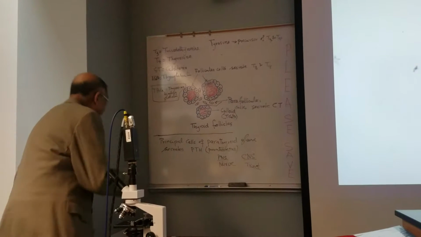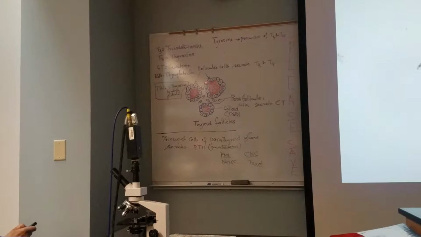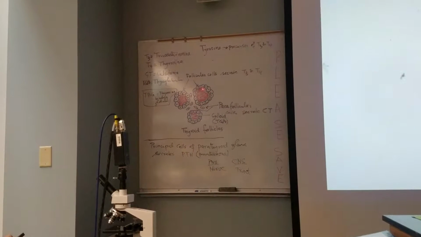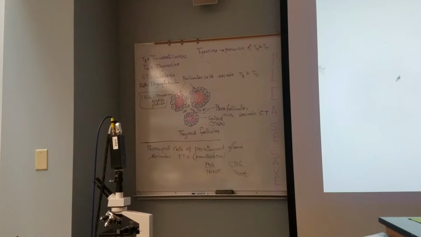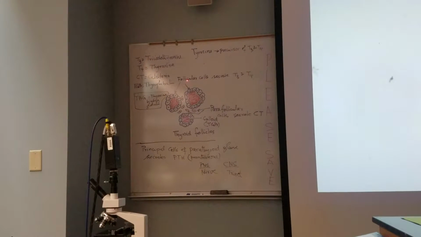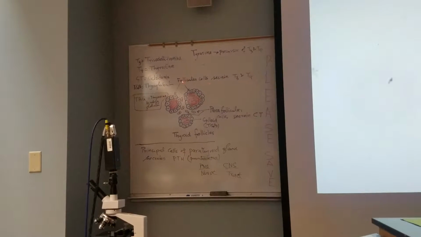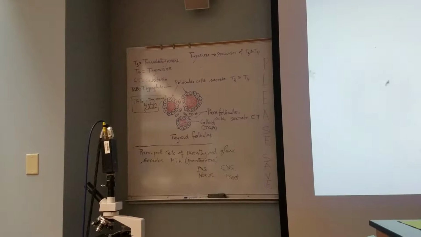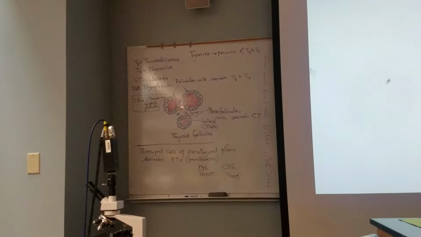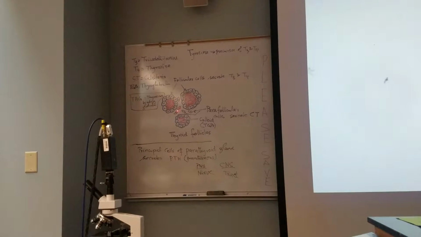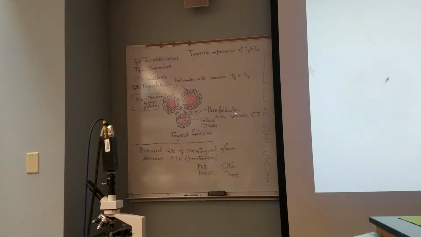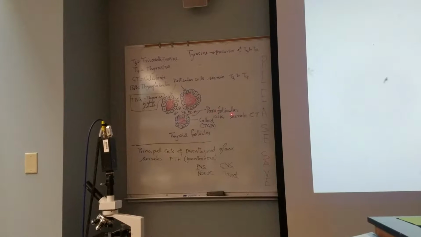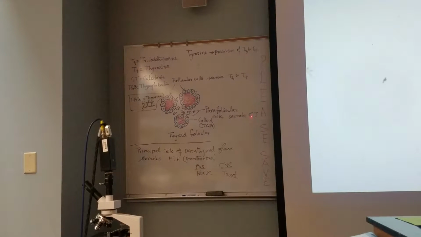I have drawn 3 thyroid follicles. Thyroid follicles are made of simple cuboidal epithelium. Each follicle is made of follicular cells. Follicular cells secrete thyroid hormones T3 and T4. In between follicles or by the side of follicles, you can see some cells called parafollicular cells. These parafollicular cells secrete the hormone calcitonin, CT.